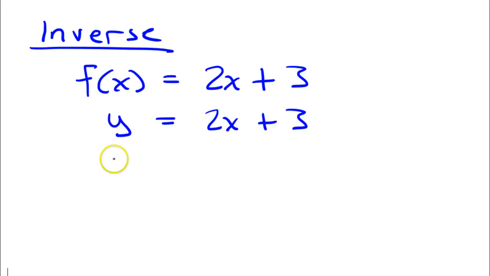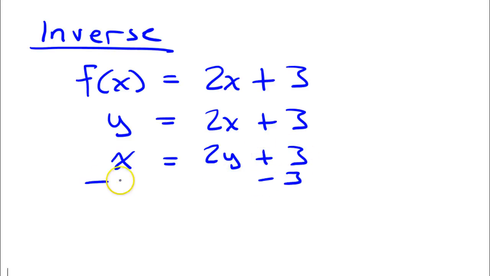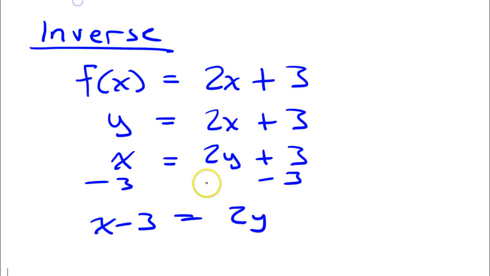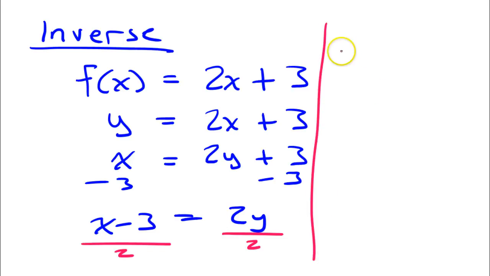So first of all, I switch x and y. So the x goes here, the y goes there, and then I'm solving for y. So if I subtract the 3, now I have x minus 3 is equal to 2y, and then I would divide by 2. Okay, so now I have x minus 3 over 2 is equal to y. So there I have solved for y.